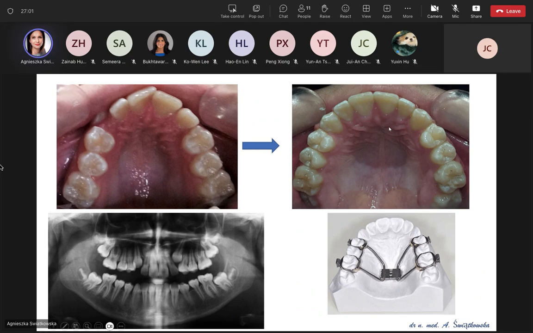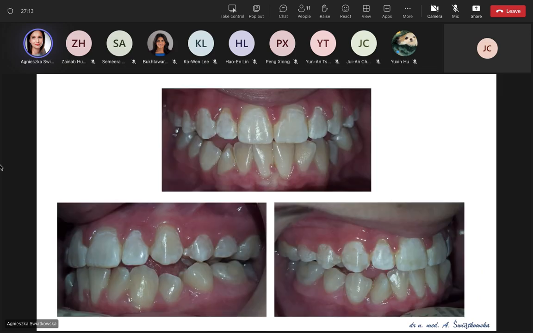So after expansion, this canine started to erupt, but in vestibular position. So I put the braces in upper arch and pull this canine into the arch. But you can see here a huge calcification, demineralization of teeth, because this girl has very poor hygiene during treatment with braces. And as I told you earlier, she has skeletal class 3 with underdevelopment of upper jaw.